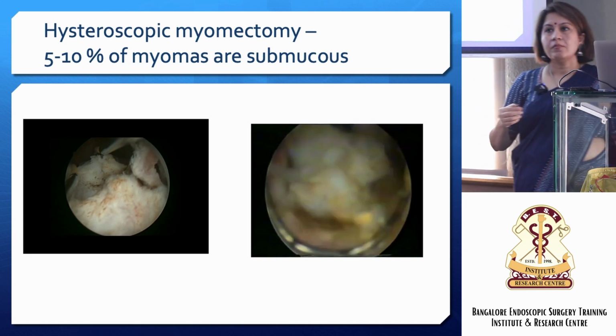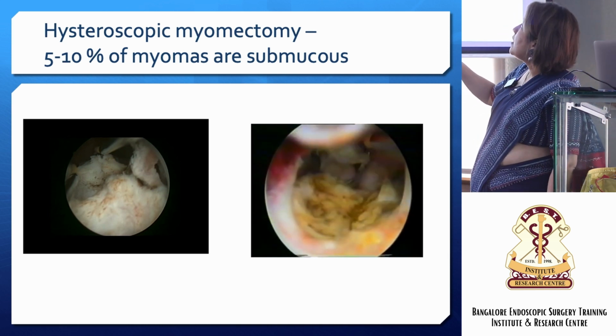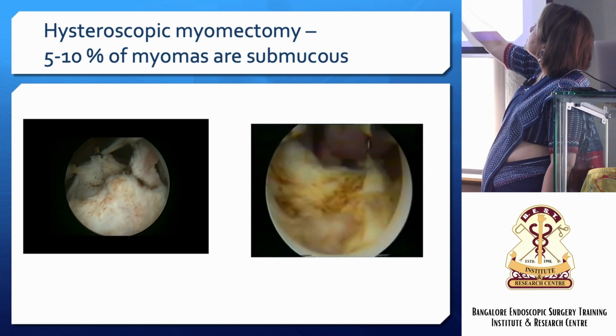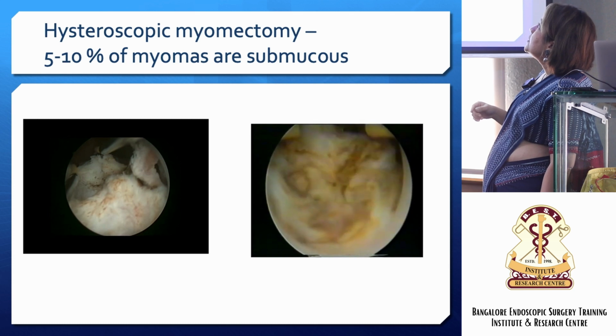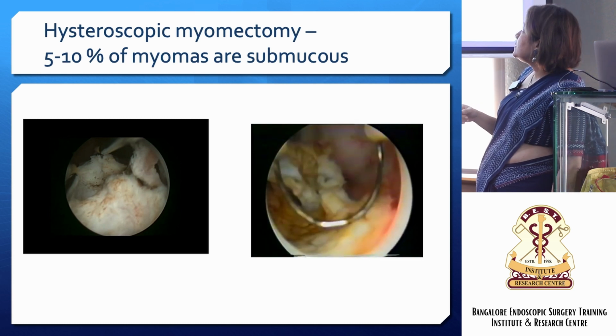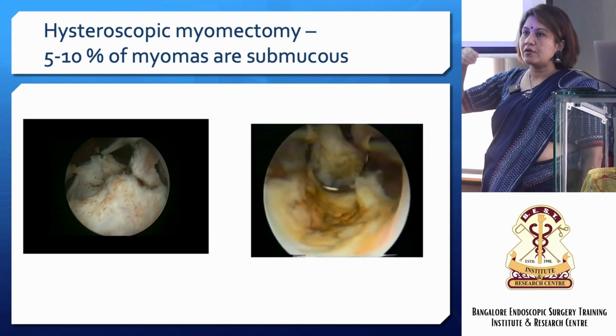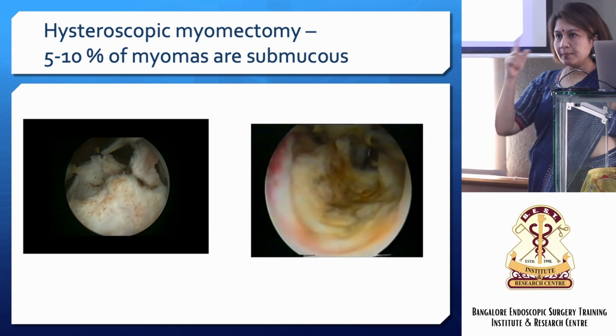Now, this one is a monopolar, this is a bipolar. That's a monopolar, and this is a bipolar. So the bipolar is thinner, with a narrow diameter, so it takes a little longer. The pieces are smaller compared to a monopolar.